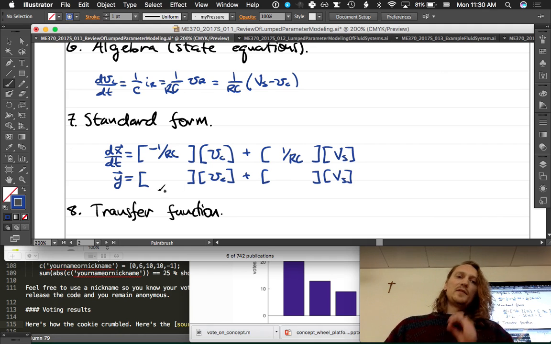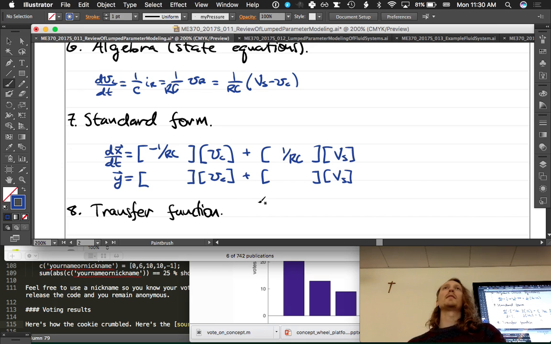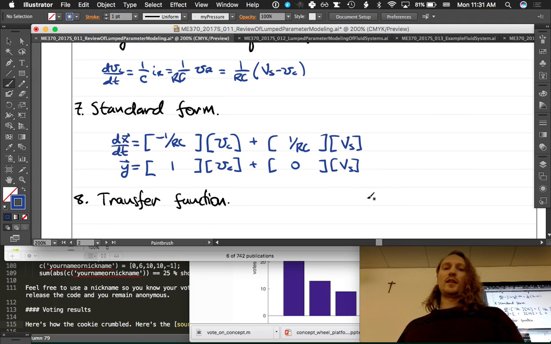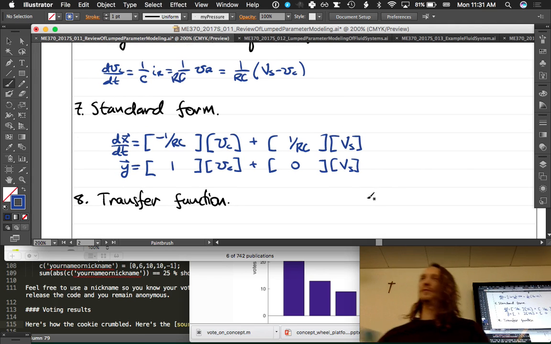What is the Vc coefficient if we want our output to be Vc? 1. Boom. What is our D matrix if we want our output to be Vc? 0. Because we want 1 Vc and none of the Vs. And also none of the Bs.